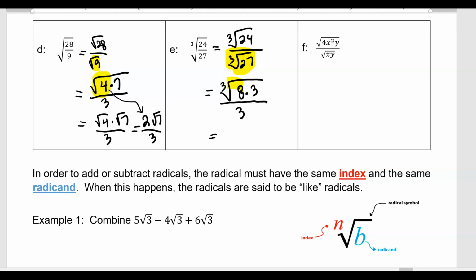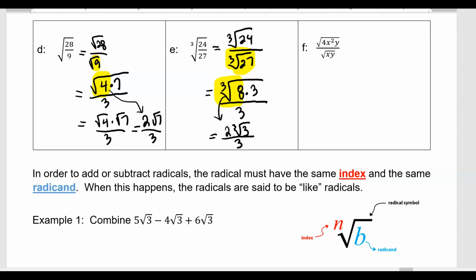Now, what is the cube root of 8? I'm not going to write it out this time. I'm just going to simply write down that the cube root of 8 is 2. But don't forget to put your little cube root symbol here, cube root of 3 over 3, for the remaining part of the solution.